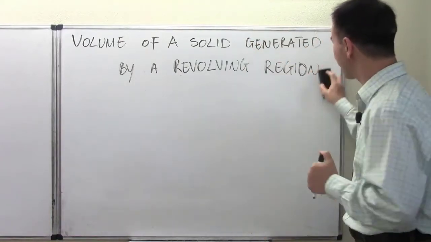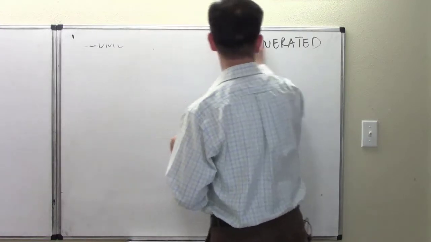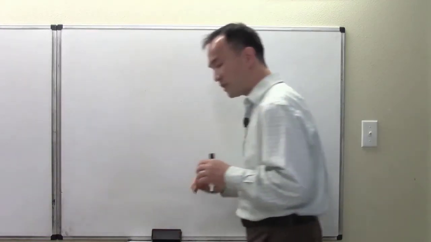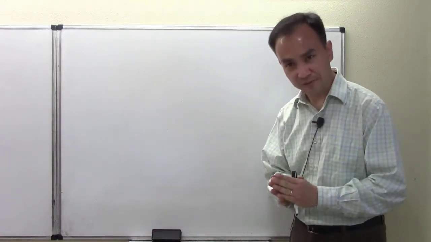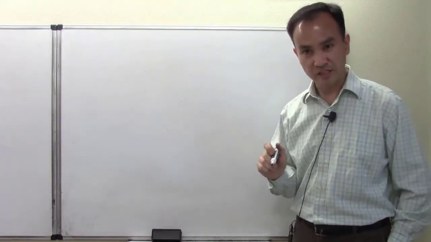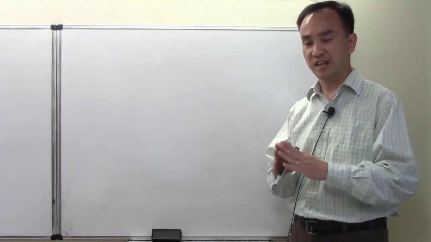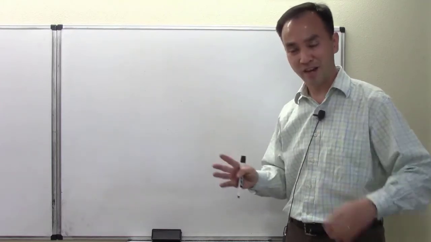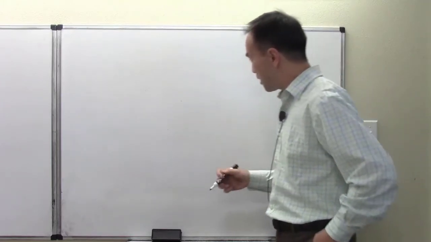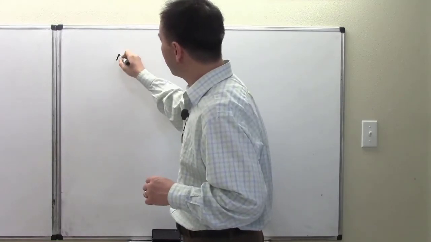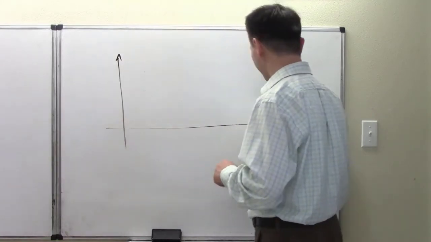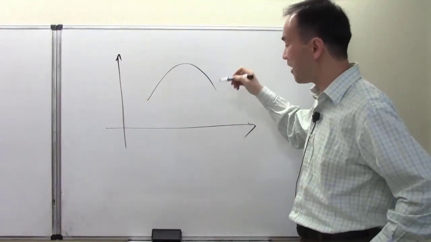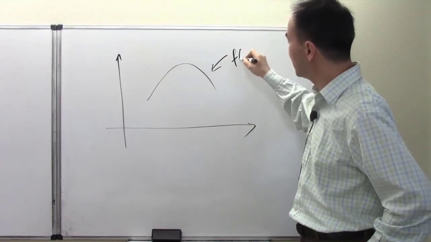Now I'm going to need more board space, so I'm going to erase this away. Let's start out with a very basic idea first, the most basic type of problem. Once your understanding becomes more mature, we're going to extend the idea into a more complicated and advanced problem. So let's say we're starting out with just a curve, and you can think of this curve as a function f of x.